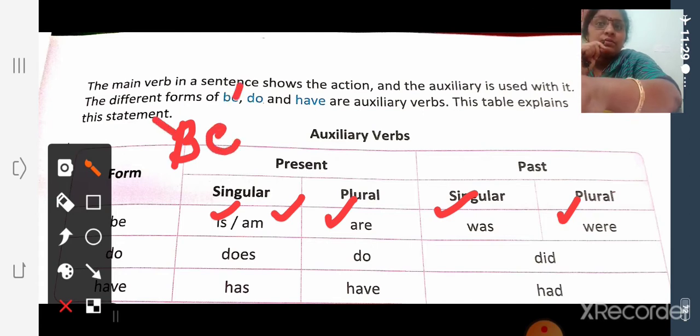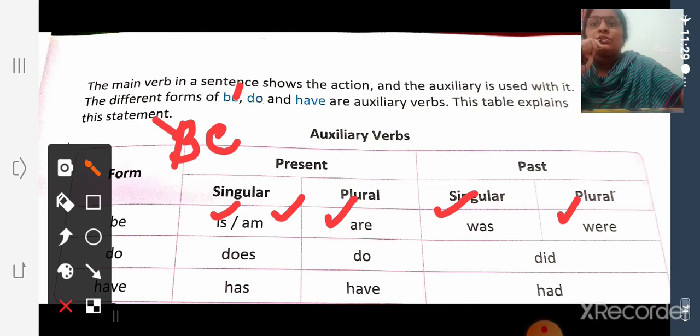Be forms: is, are and was, were. For present tense we use is, are. For past tense we take was, were. So which are the be forms auxiliary verbs? Is, are, was, were. Is and are for present tense and was and were for past tense.